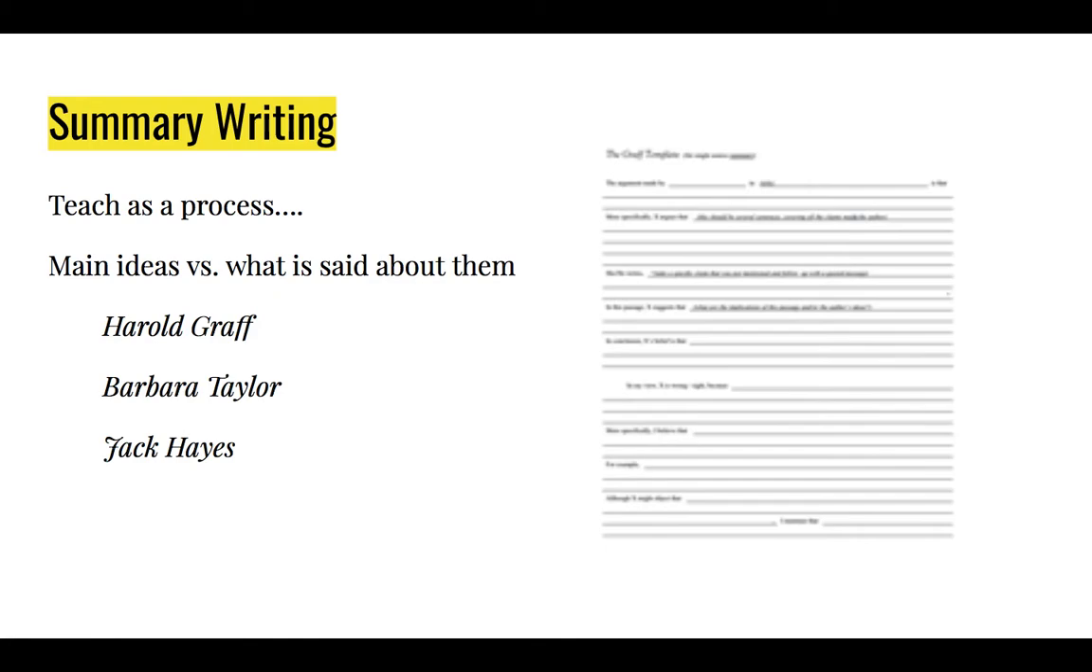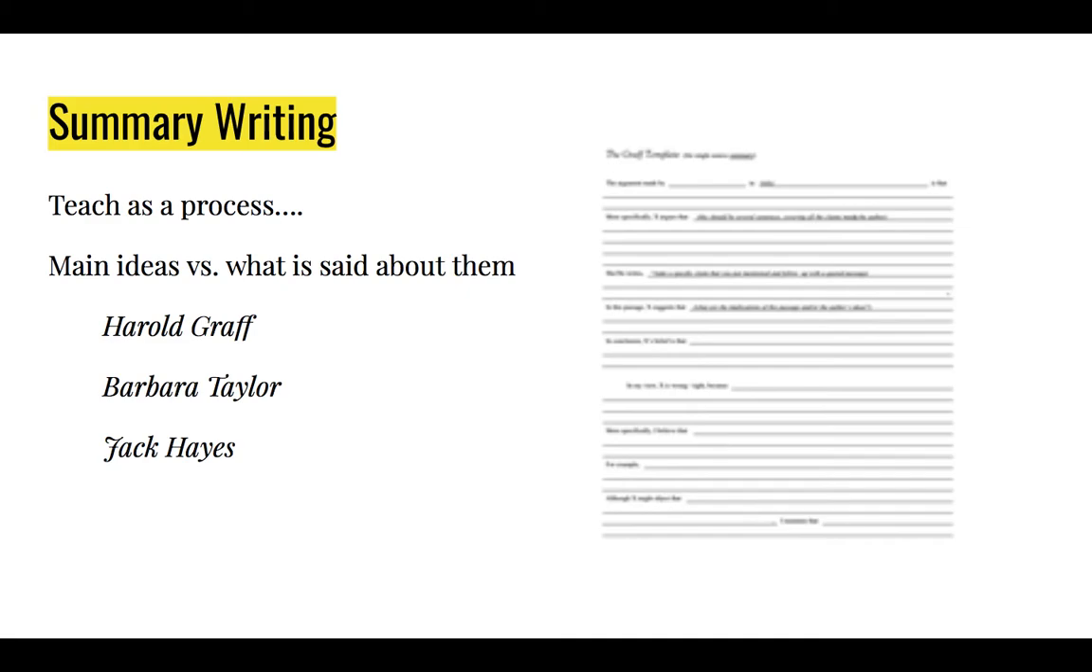So one thing that you can do is to teach your students to summarize, but one of the things we know is that it often becomes difficult for our students to do more than just list the topic. We want to get them to the main idea, right? And we want them to not just identify what the main idea or the topic is, we want them to say what is said about that topic.